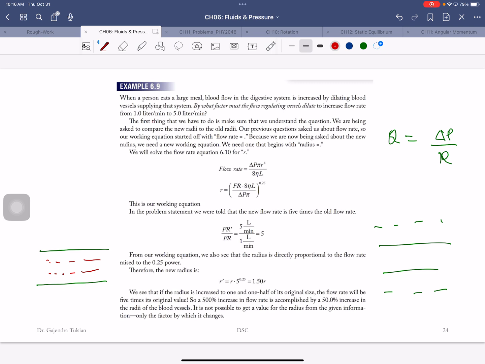When you're cold, you don't want blood to flow to your extremities, and that's when you constrict the blood vessels. So by just dilating and constricting blood vessels, you can control flow rate. And that's the most important. So this is very important.